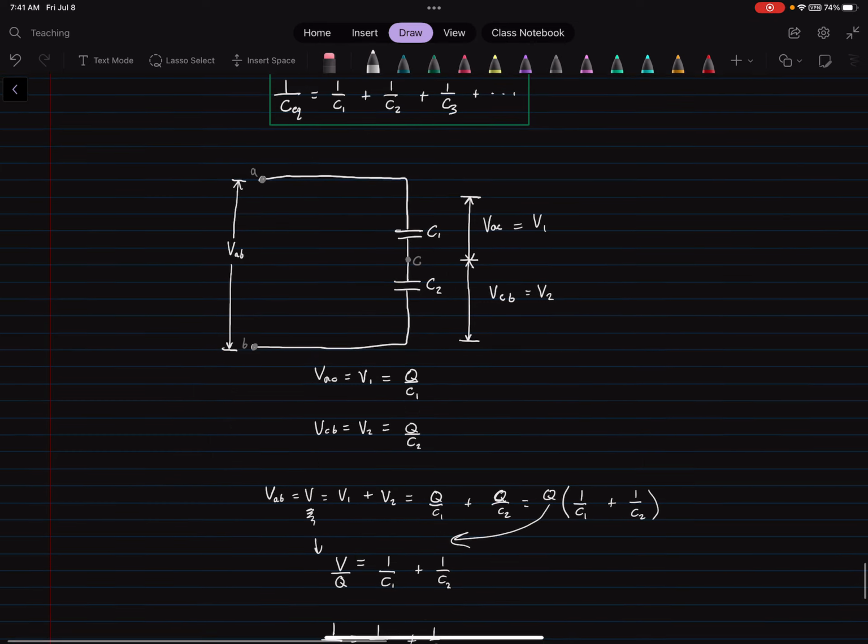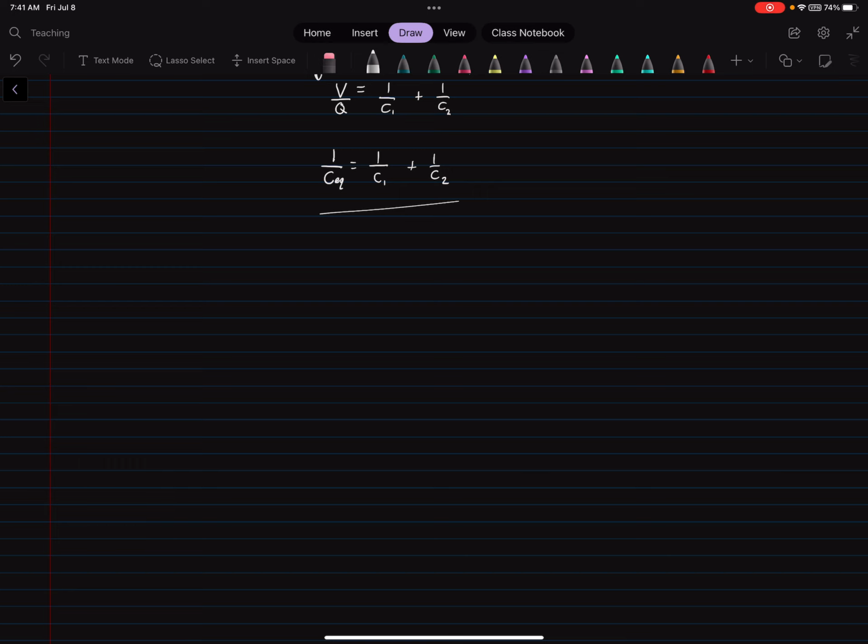All right, so now capacitors in parallel. I think I was using purple to represent parallel. So for parallel, we have equivalent capacitance being equal to C1 plus C2 plus C3 plus, and so on. This is just how resistors add in series, and this is how capacitors add in parallel.